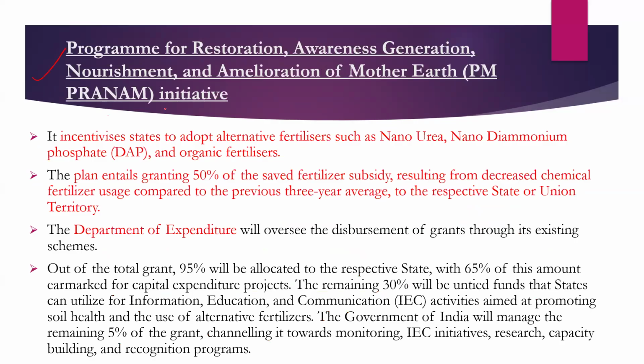Now, the next initiative is the PM Pranam initiative. This one is basically incentivizing states to transition to alternative fertilizers, especially organic fertilizers. So why should states transition? The reason is the government is saying that if you are able to save money because of your transition to alternative fertilizers, we will give you back 50% of that saved fertilizer subsidy. So the plan entails granting 50% of the saved fertilizer subsidy back to the respective state governments. Out of this 50%, 95% will go to the state, and 5% will be taken up by the Indian government for monitoring certain initiatives. So the PM Pranam initiative focuses specifically on helping states transition to alternative fertilizers. Okay, so remember that aspect.